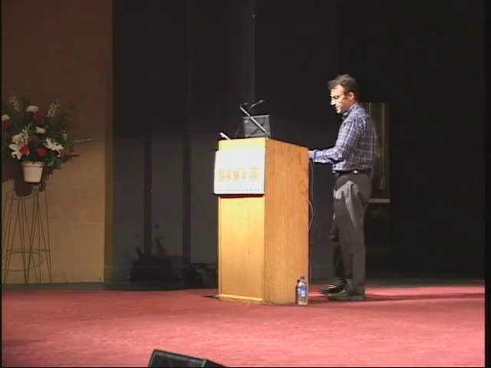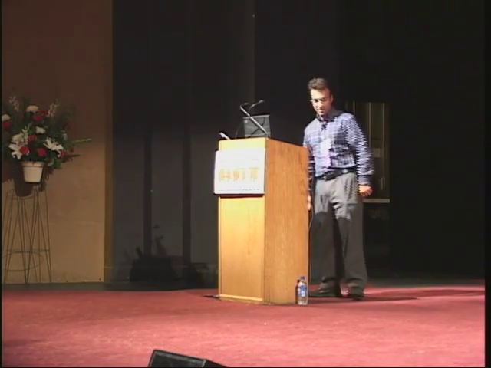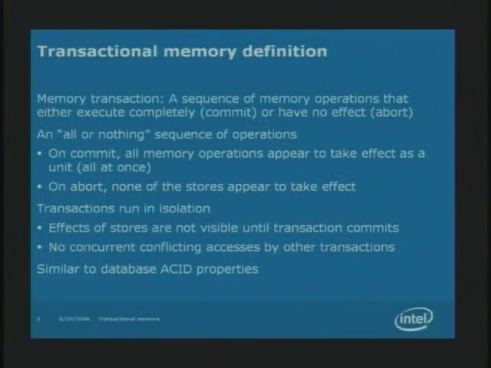Now, one of the most promising technologies that we've been looking at is transactional memory. So what is transactional memory? Transactional memory is a transaction on memory. That is, it's a sequence of memory operations that either execute completely, that is, they commit, or they have no effect at all, that is, they abort. Everything is rolled back. So a transaction is this all-or-nothing sequence of operations on memory.